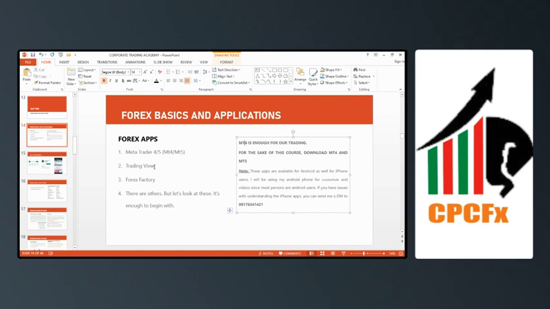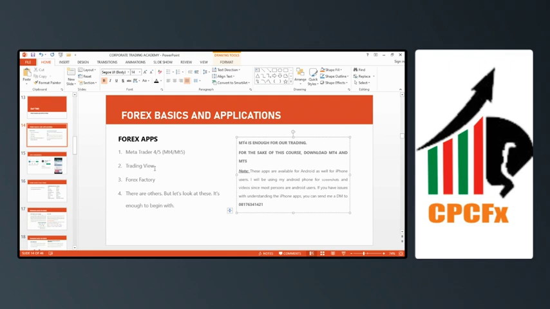Then secondly, you'll be downloading TradingView. TradingView is an app that enables you to do analysis. Why we recommend TradingView is that it's very flexible when you are using it. You can move the chart to any part of the screen. Check left, check right, check all that you need to check. Because of the flexibility of TradingView, we encourage you to get it on your phone.